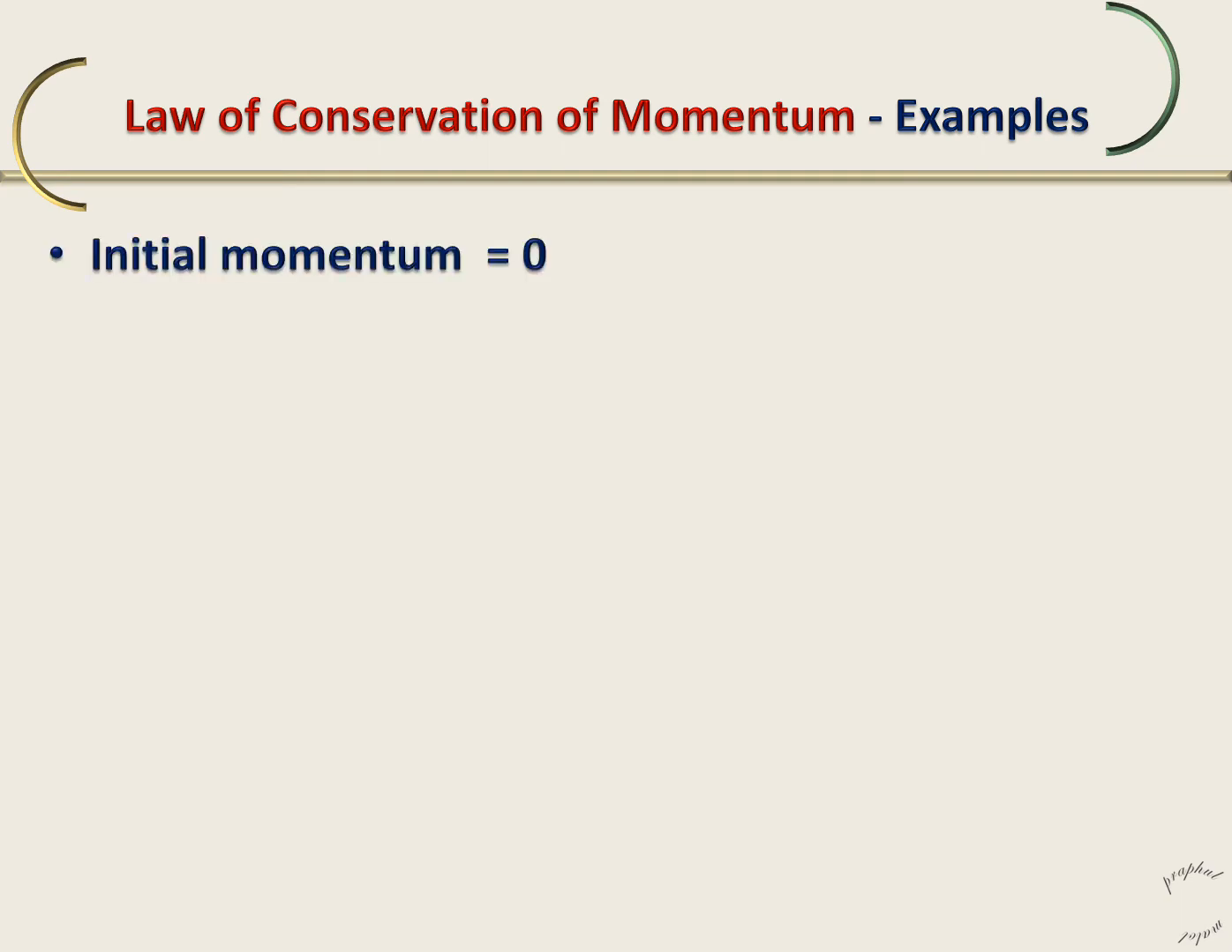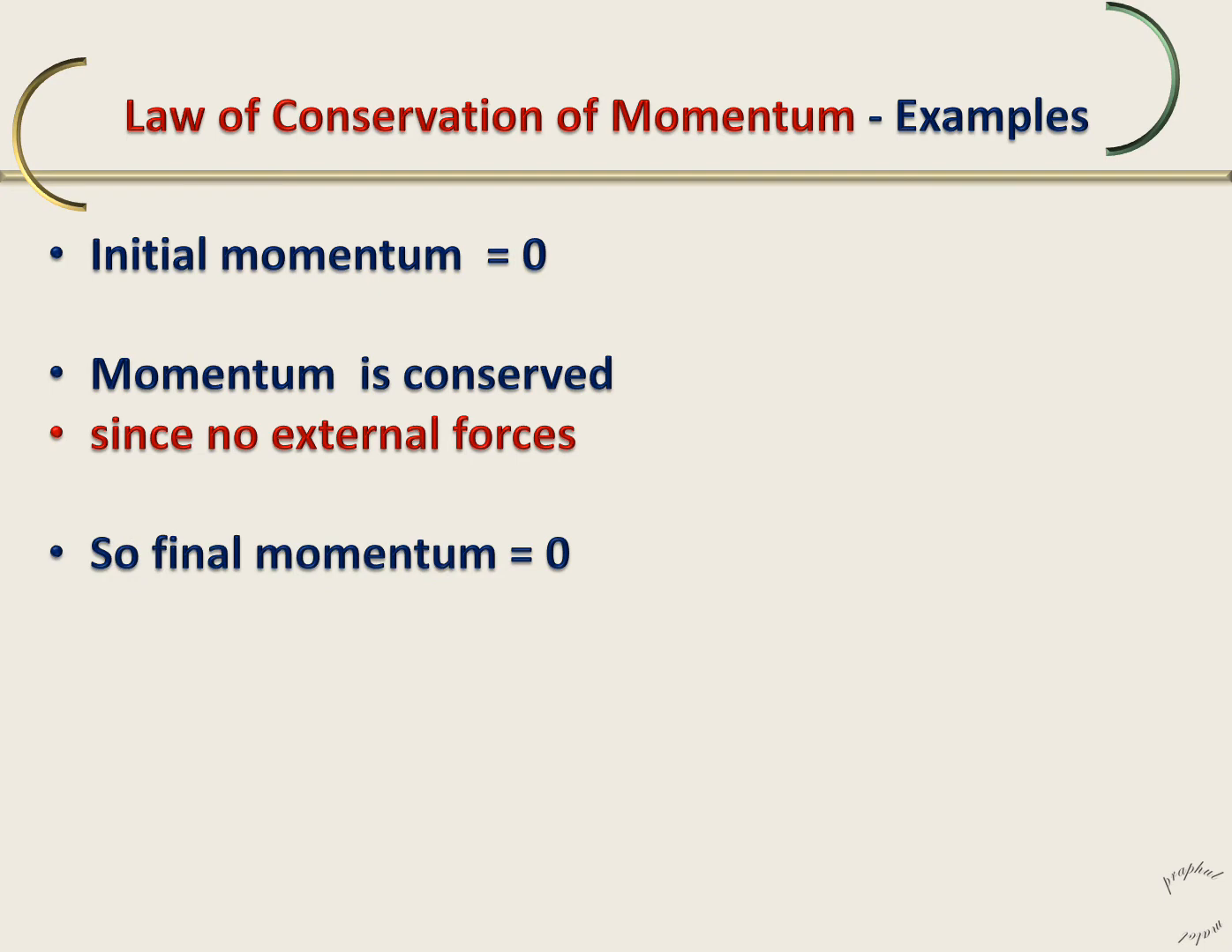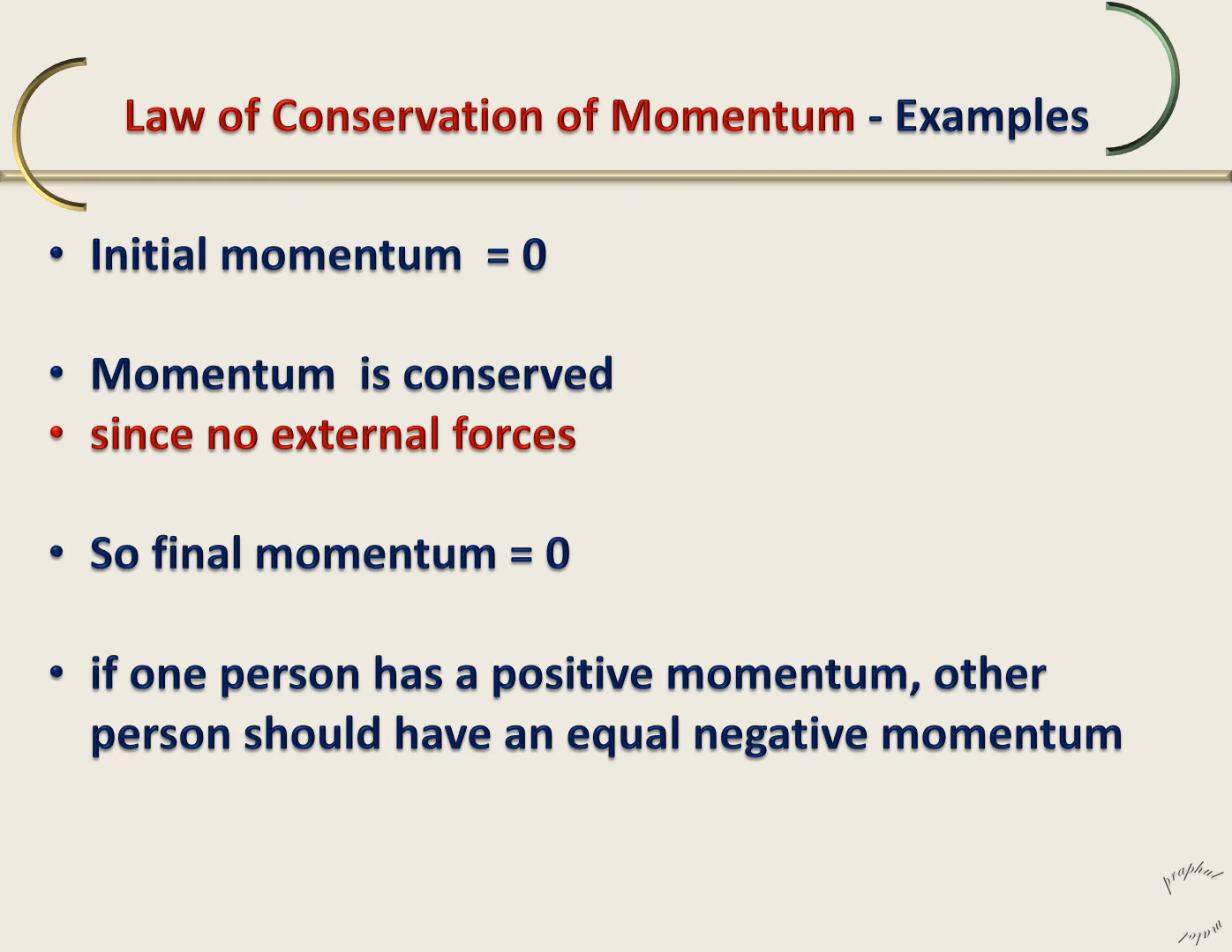So the total momentum before, when both were not moving, means the system's momentum is zero, so the final momentum also should be zero. In this example, there won't be any external force because they are standing on frictionless ice. Initial momentum is zero. Since there is no external force, the final momentum also should be zero. So if one person has a positive value for momentum, the other one should have a negative value of momentum. For this, they have to move opposite, for one momentum to be positive and the other to be negative, so that when you take the total momentum, you get zero again. Always in explosions, the objects will move opposite so that their momenta cancel and you get zero momentum, just like the momentum before the collision or explosion. Okay?